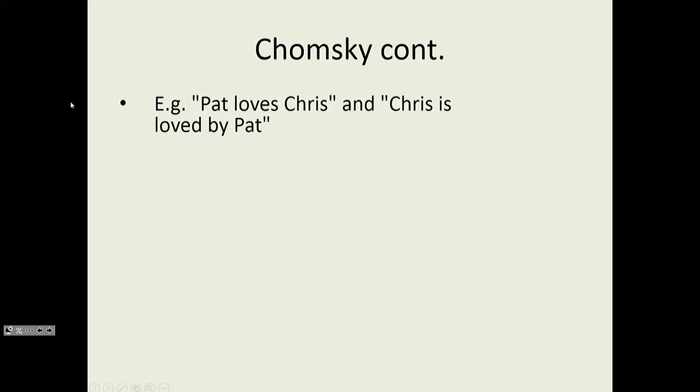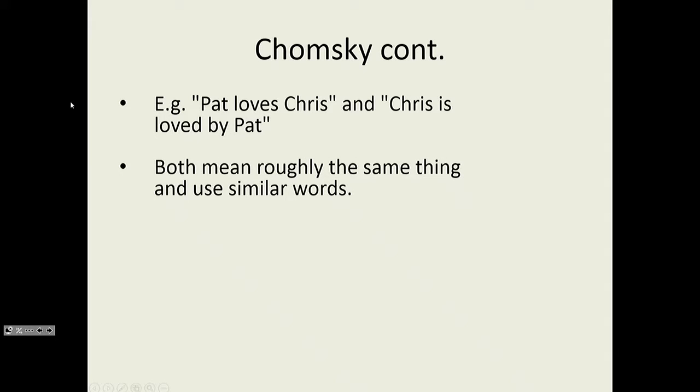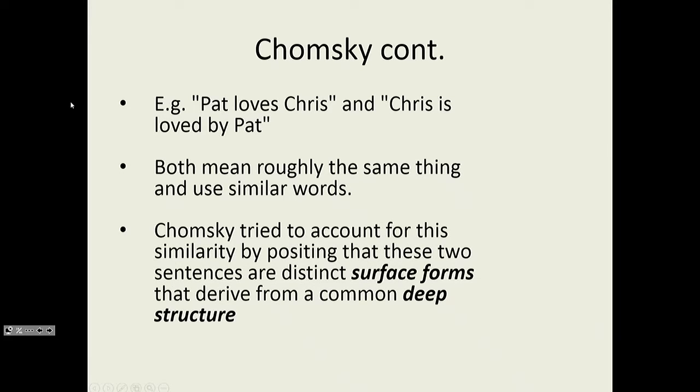Let's look at an example here. We have Pat loves Chris and Chris is loved by Pat. So we have two sentences both roughly meaning the same thing and they use similar words. Pat loves Chris is of course an active sentence and Chris is loved by Pat is a passive sentence. But both of these sentences mean the same thing. So Chomsky would therefore posit that these two sentences are distinct surface forms, so they're saying the same thing in slightly different ways, but they derive from a common deep structure. So the meaning is the same.